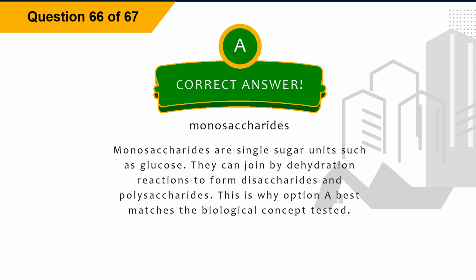Explanation. Monosaccharides are single sugar units such as glucose. They can join by dehydration reactions to form disaccharides and polysaccharides. This is why option A best matches the biological concept tested.